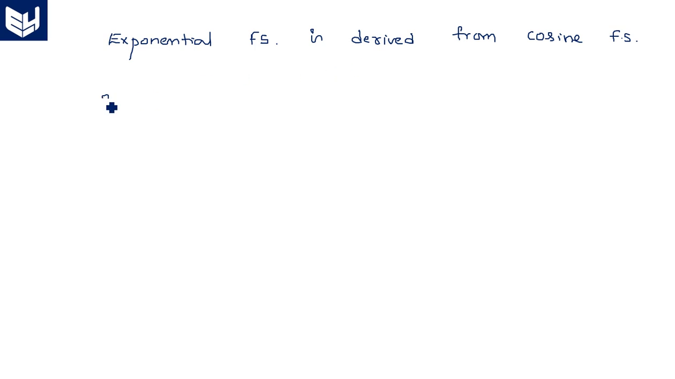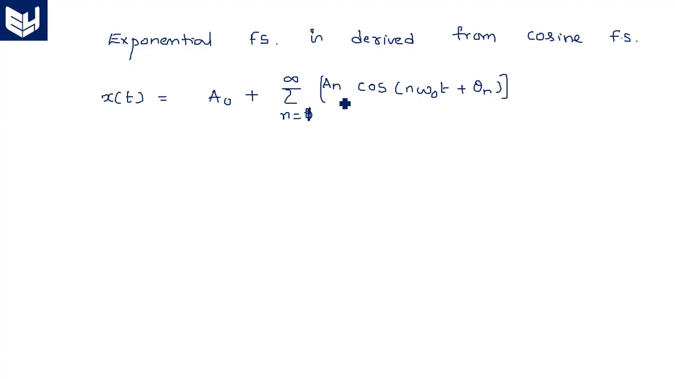Suppose we take the cosine form of Fourier series. The signal x of t can be written as capital A naught plus summation n equal to 1 to infinity A n cos of n omega naught t plus theta n. Okay, this was the representation of a signal x of t in the cosine form of Fourier series.